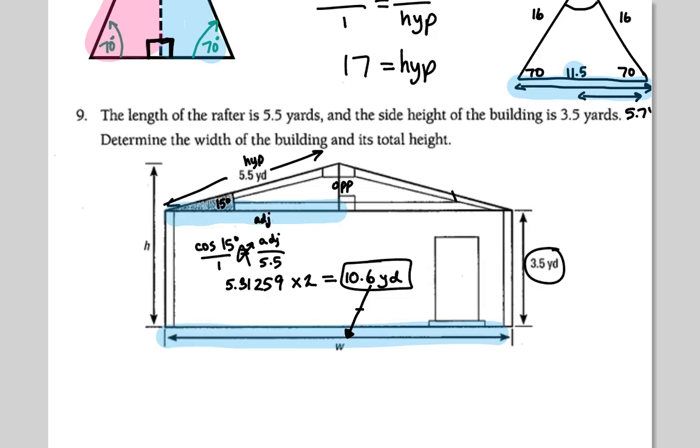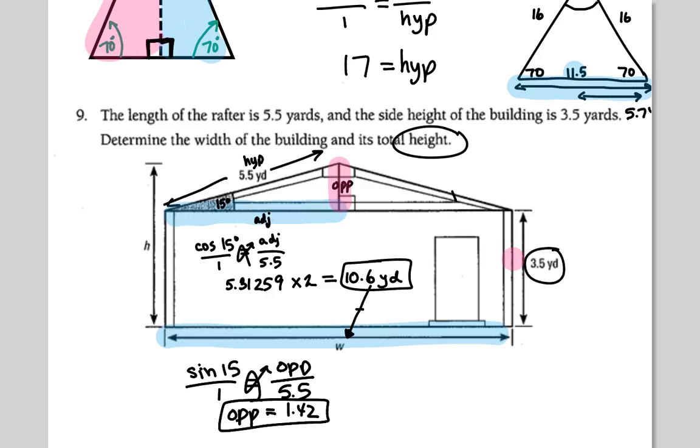Now they want us to find the height. I'll highlight that in red. I'll use the exact same 15 degrees and 5.5 yards, but instead of using cos, because I want the op, I'll use sine. And sine 15 relates the op to the height, which is 5.5. Cross multiplying again in the exact same fashion, sine 15 times 5.5, and I got an op of 1.42.